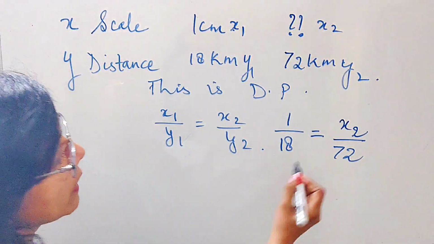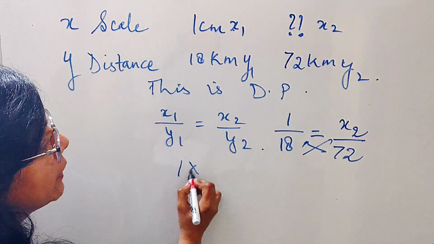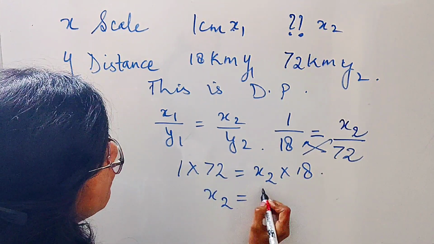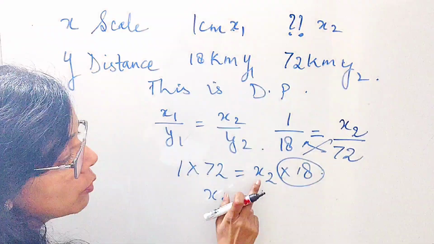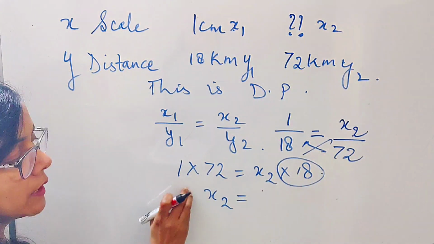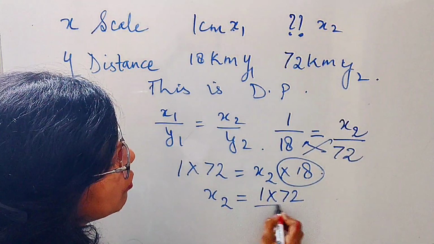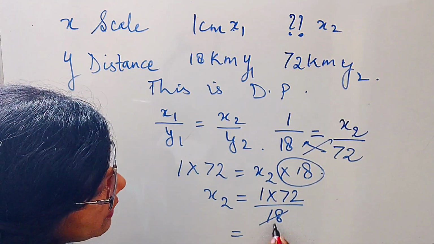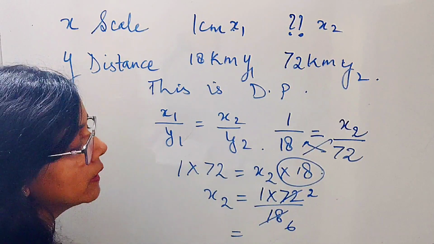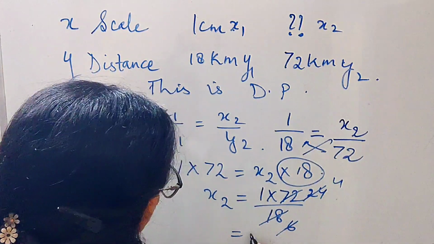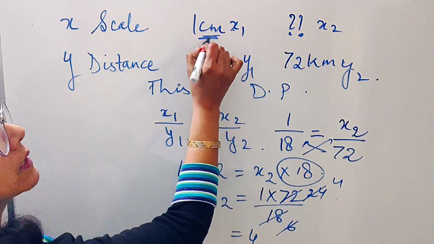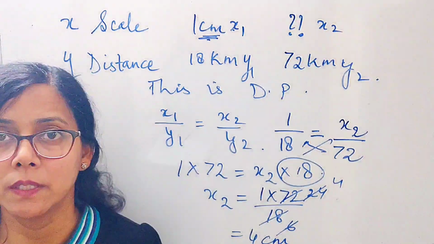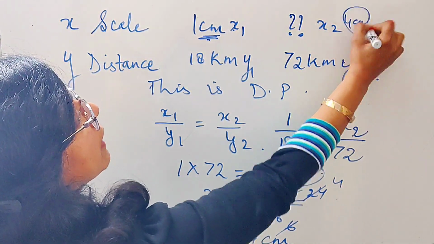Same method, cross multiplication, 1 into 72 is equal to x2 into 18. Now because we have to find out x2, we will take this 18 to the denominator. So x2 will be 1 into 72 upon 18. Cut it and you will get the answer. Okay, cut it with 3 first. 3 sixes are 18, 3 twos are 6 and 3 fours are 12, and this is 4. So the answer is 4, and because this was in the centimeter scale, we will write centimeter here. So this is our final answer, 4 centimeters. We have calculated it. Okay.